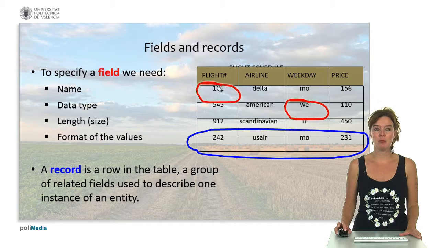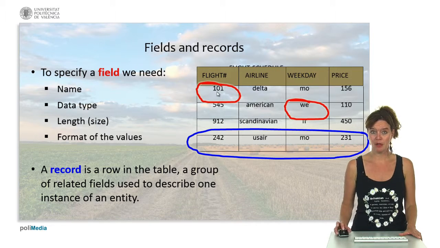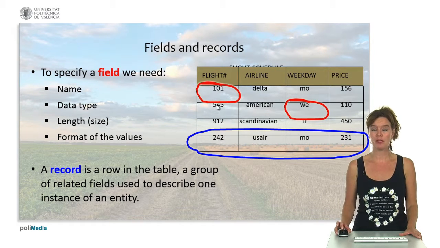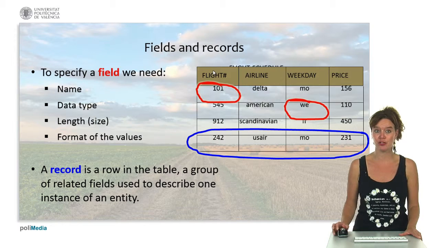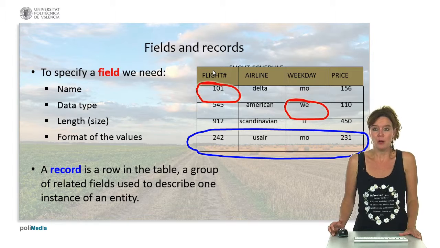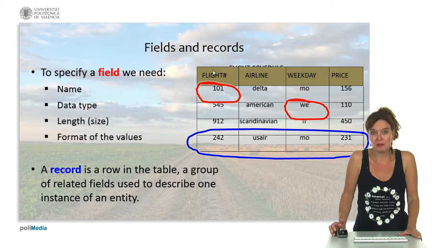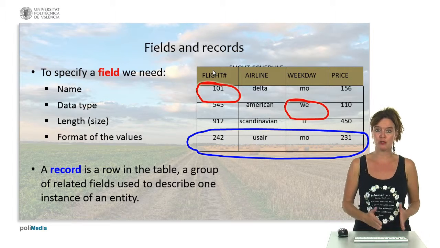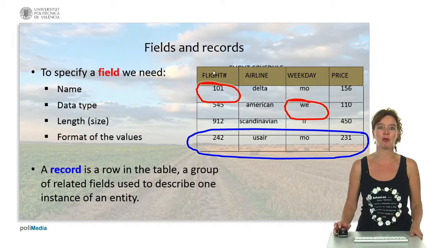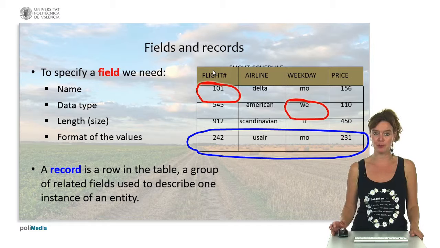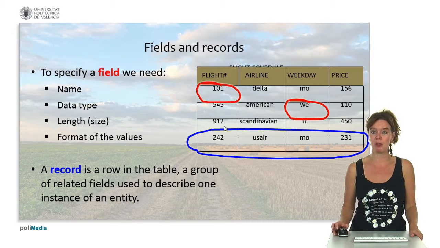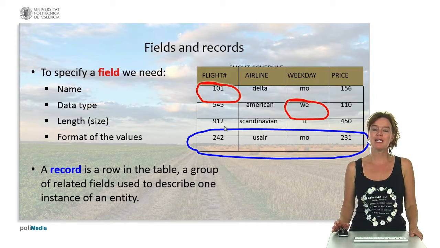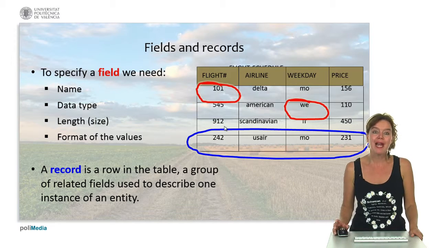The data type is an integer. We can see that this column is filled with integers, so the type of the field flight number is an integer. The length, well, flight numbers are up to maybe 4 digits, so we can put that restriction on the size of flight numbers, and the format of the value. So here it's just a plain number. So these are fields. Records are actually a row in this table.